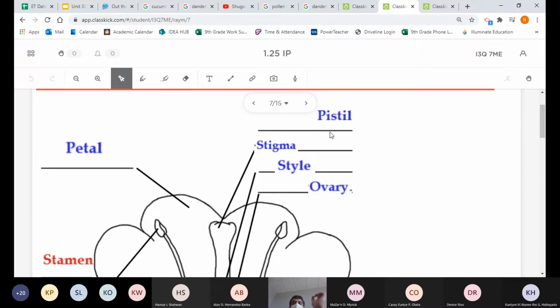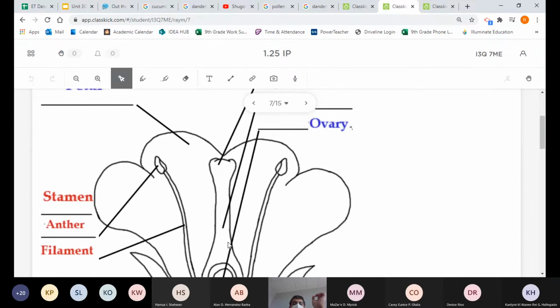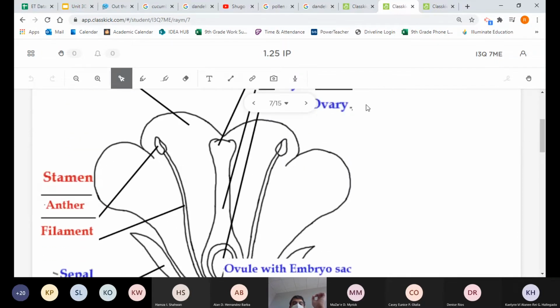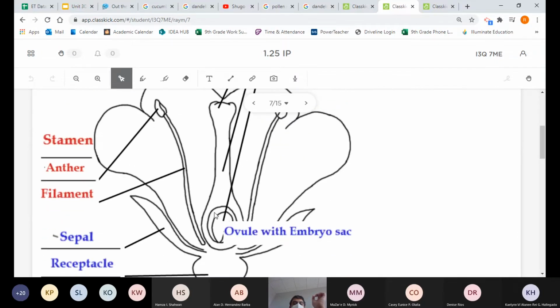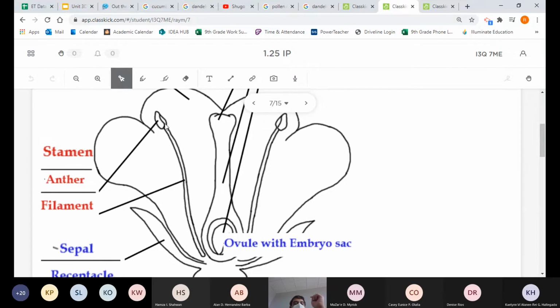The pistil, the female parts. So you got the sticky stigma, you got the shaft, which is the style, and the ovary going all the way down here at the bottom where the ovules are. So those are the eggs. The stamen is going to be the male part. The anther has the pollen. The filament is what's holding up the anther.